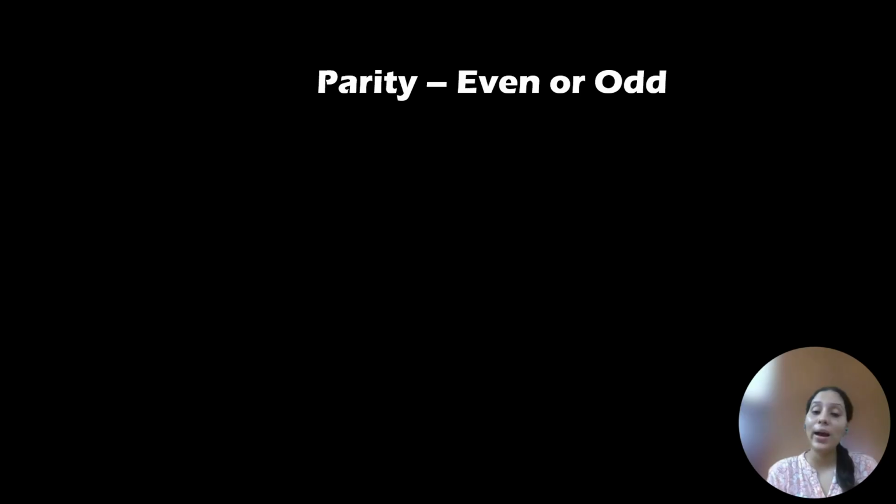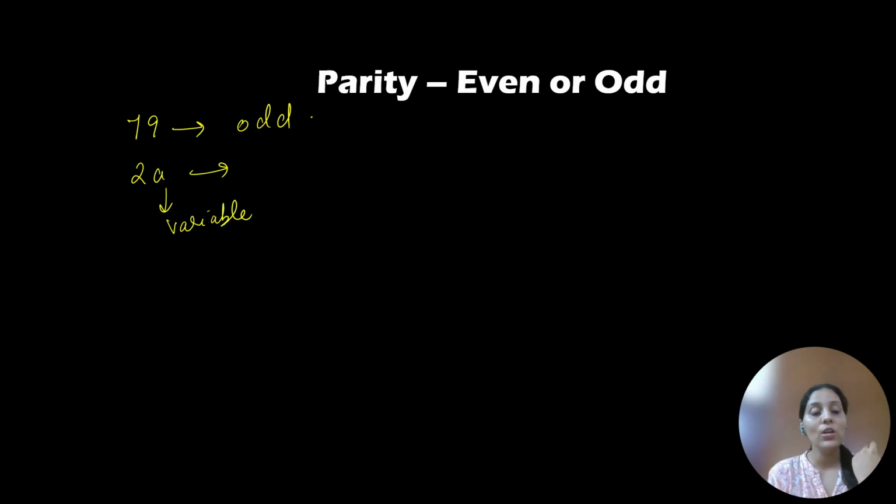Next up, we have parity. What is parity? Parity is nothing but whether the number is even or odd. If I take 79, everyone knows this is an odd number. If I take 2a, where a is a variable, as in it can take any value, then 2 into any number, 2 into 3 is 6, 2 into 5 is 10, 2 into 7 is 14, you end up always having an even number.